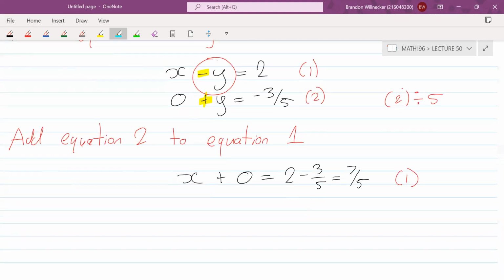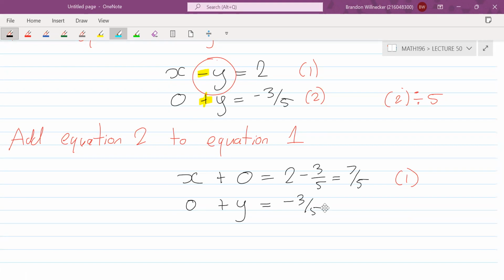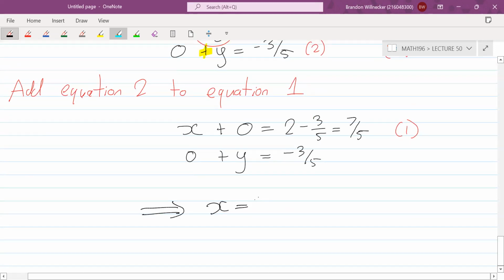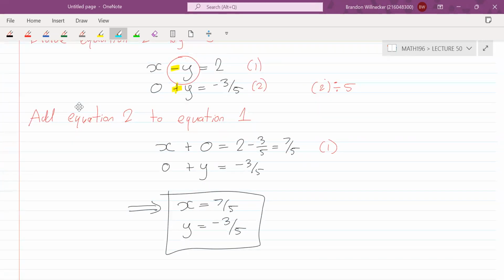And our equation 2 will be 0 plus y is equal to minus 3 over 5. Now, if we just get rid of those zeros, this means x is equal to 7 over 5 and y is equal to minus 3 over 5, which is exactly what we wanted. We wanted to solve for x and y.